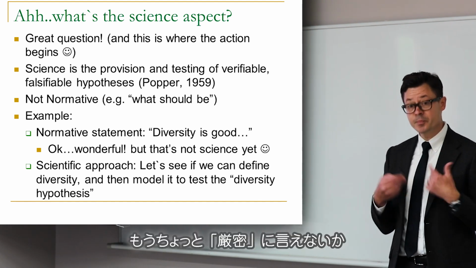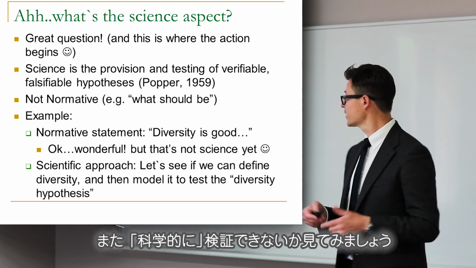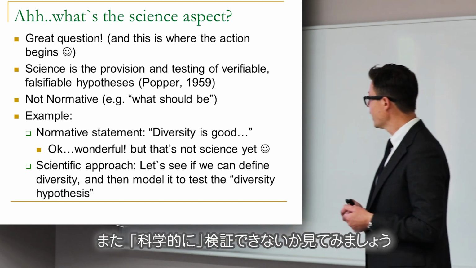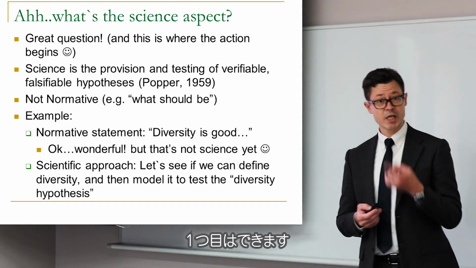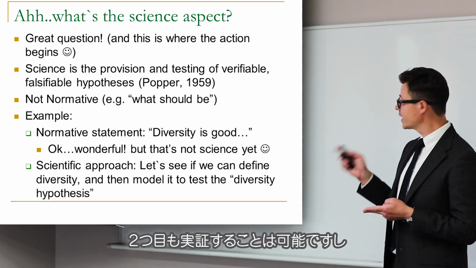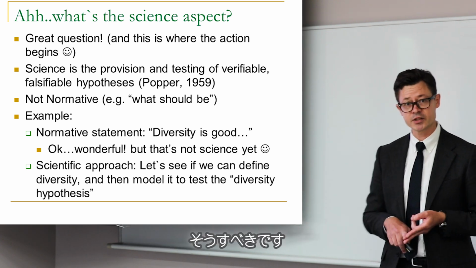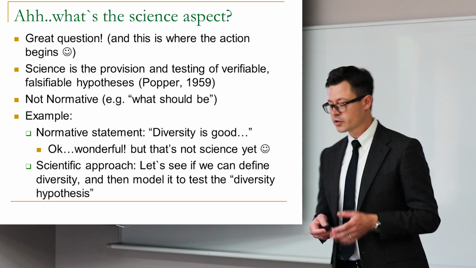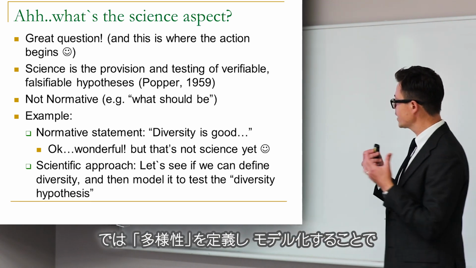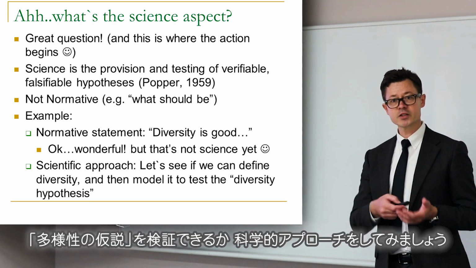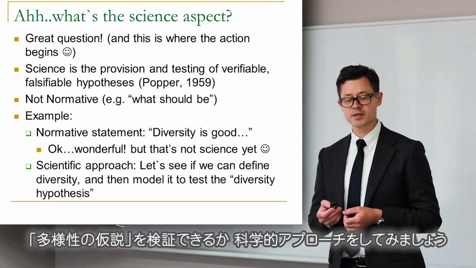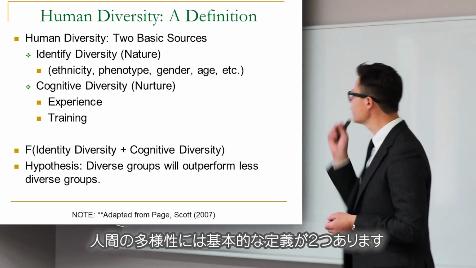So let's see if we can actually be a little bit more precise. If we can actually kind of science this up. And I'll tell you, one, yes we can. Right? And two, we can demonstrate empirically that yes we actually should. So the scientific approach would be, let's see if we can define diversity and then model it so we can test this hypothesis. So human diversity, right?